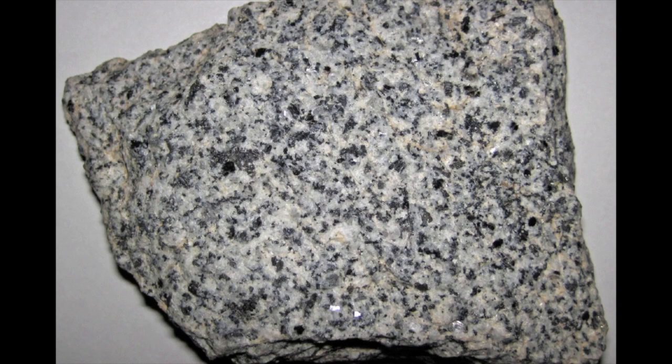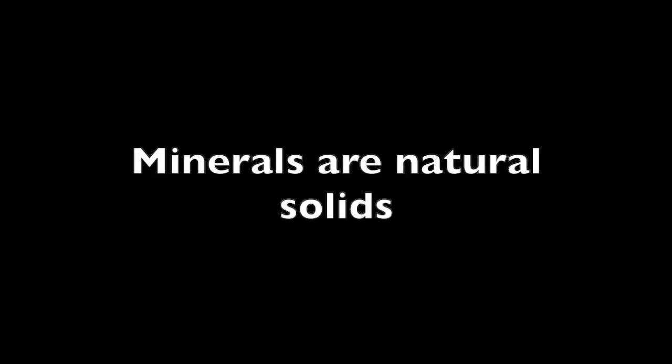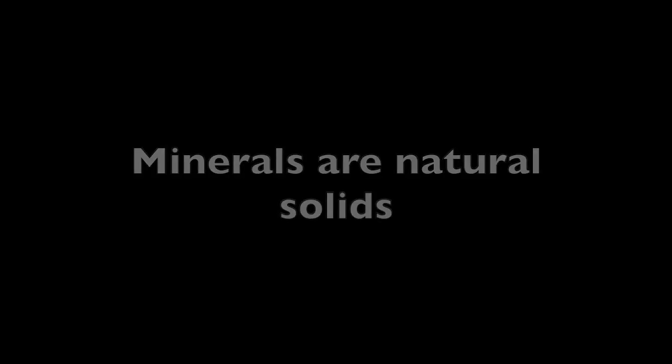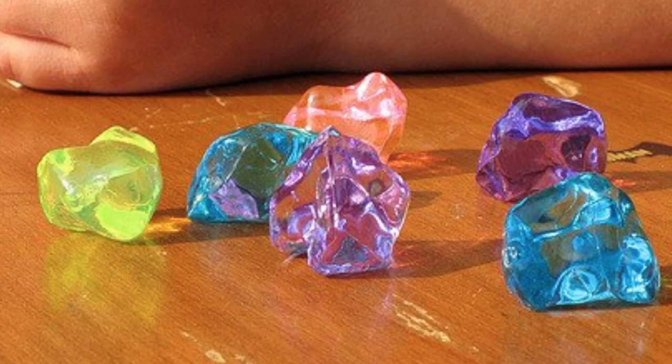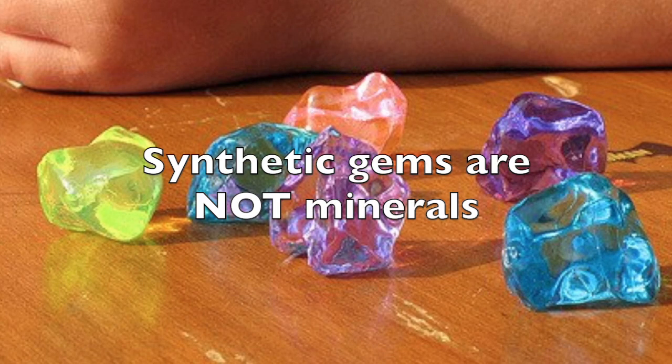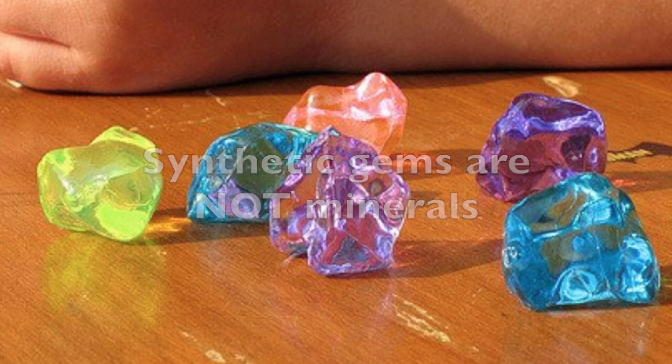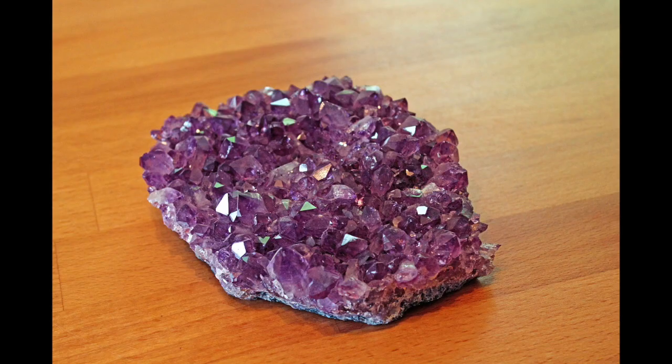It looks like it's made of tiny bits and pieces of stuff. These tiny bits and pieces are called minerals. Okay, so what is a mineral anyway? Minerals are natural solids. In other words, solids that are found in nature. These things here, these synthetic gems, they're not minerals because they were not found in nature. They were made in a lab. But this thing here was found in nature and it is a mineral.